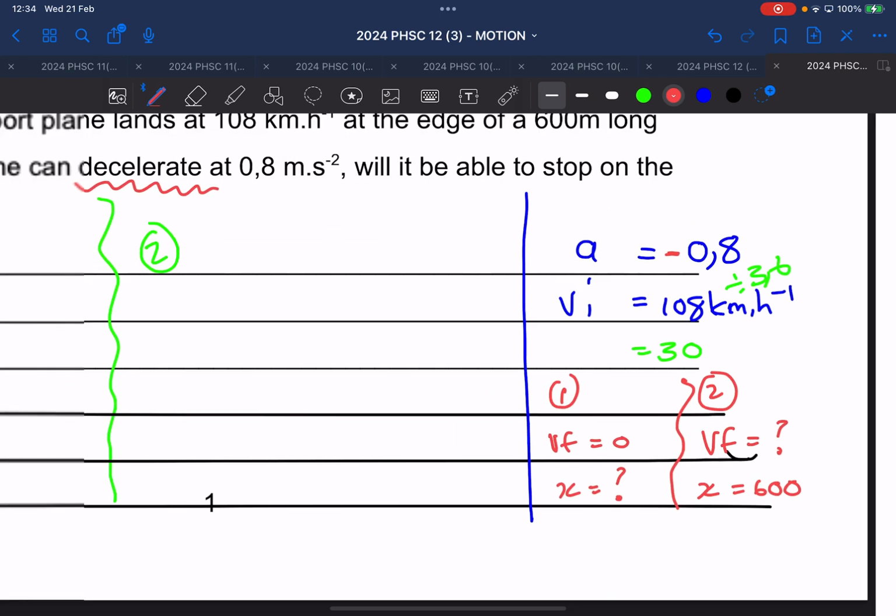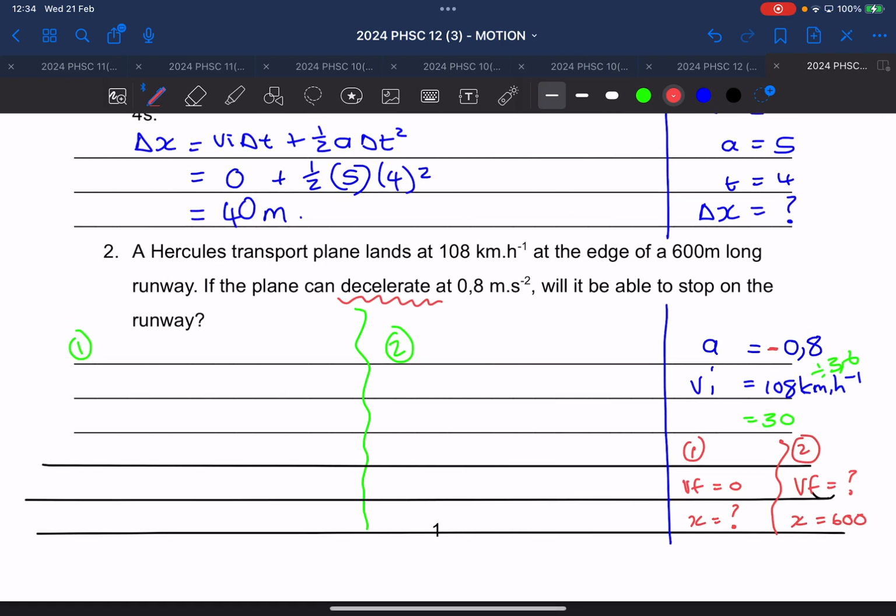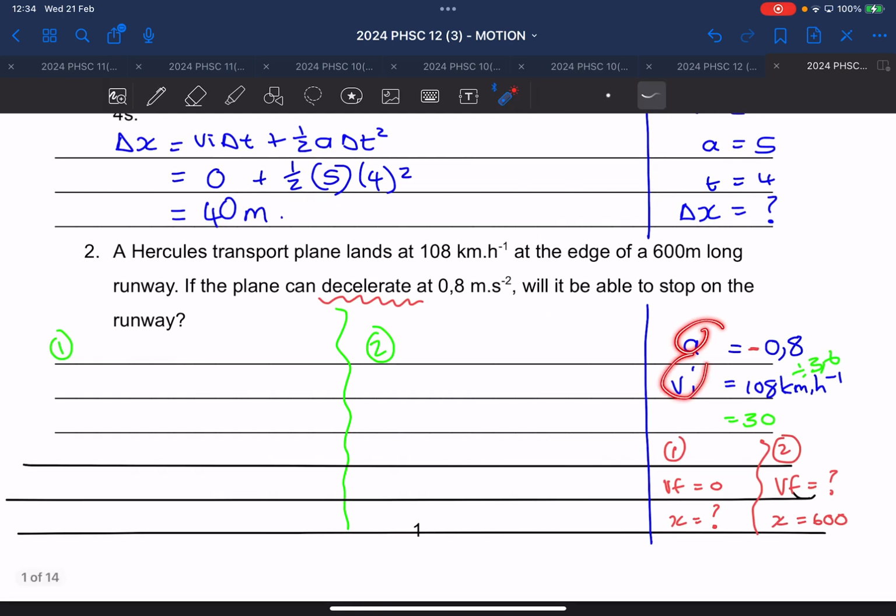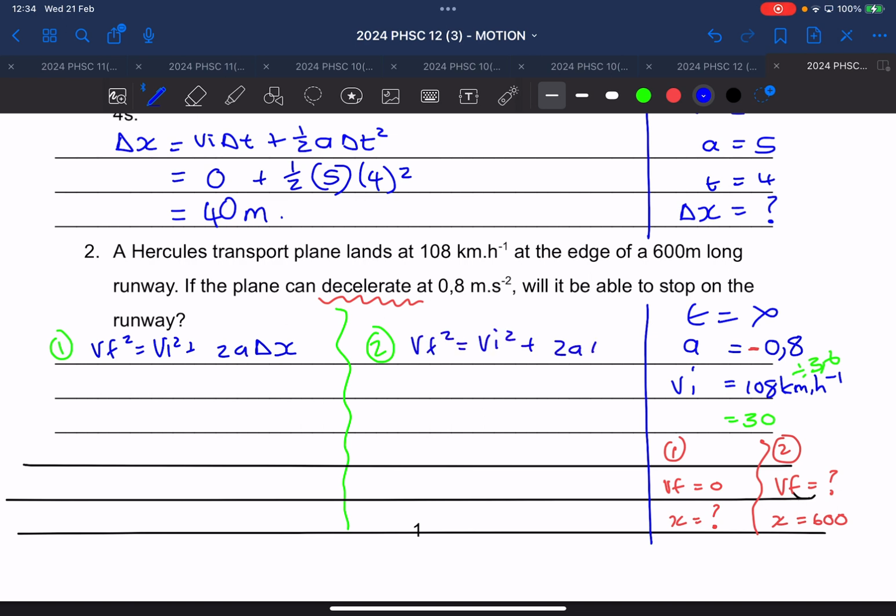Okay, so we have one of two options. The first one is the easier one. Let's look at all of them first. We do not have time, so we need the formula independent of time. And you're going to use that for both, because in both scenarios we do not have time.